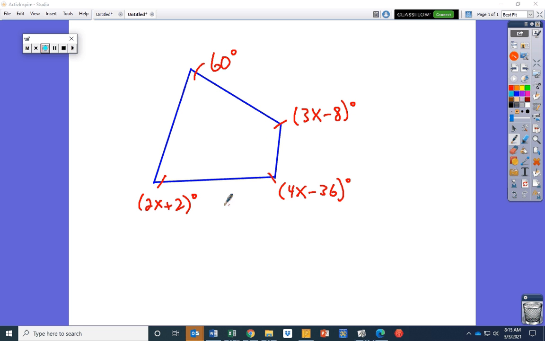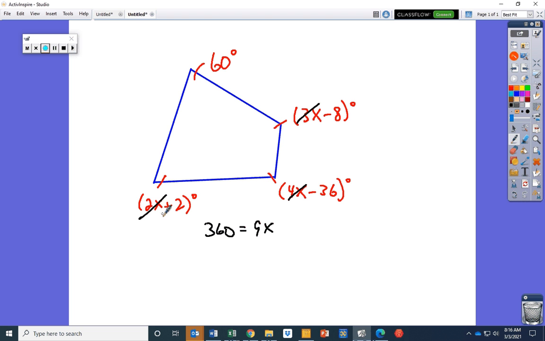But let's go ahead. Here's what I'm going to do. I'm going to combine everything that I know. Okay, first of all, I know these are going to equal 360. 2x plus 3x is 5x plus 4x is what? Go ahead. 2x plus 3x is 5x plus 4x is 9x. Then I have a negative 36 and a negative 8. What is negative 36 and negative 8?